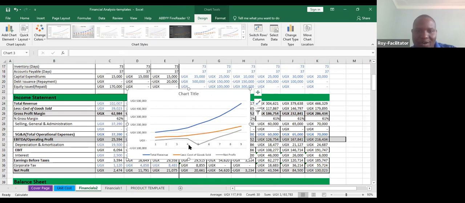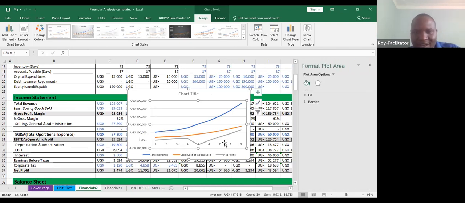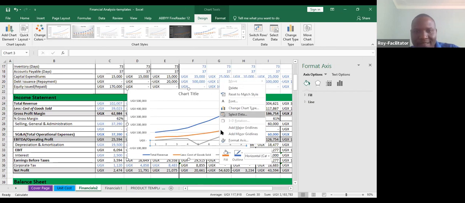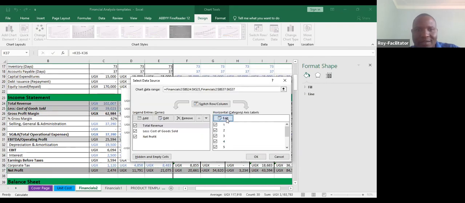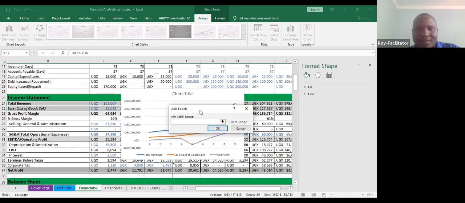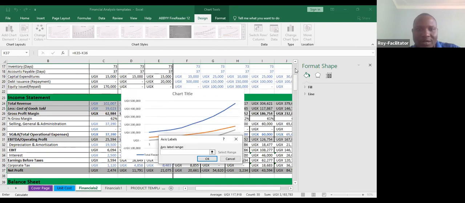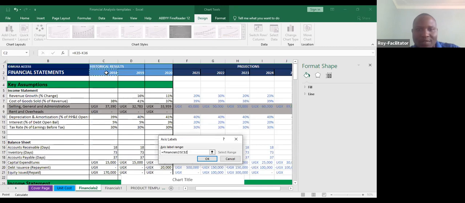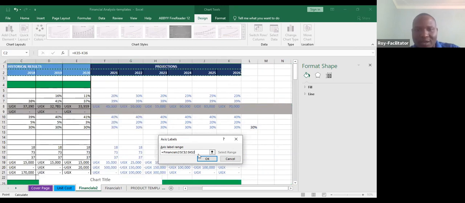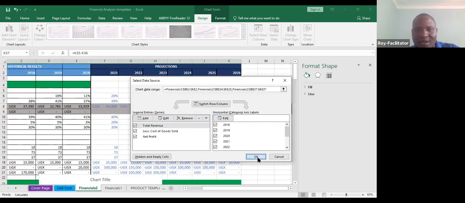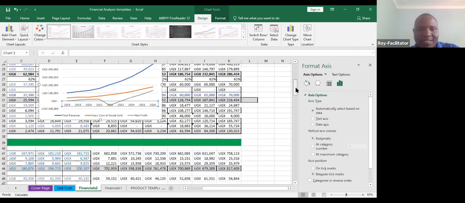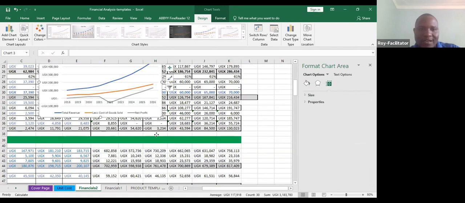As you can see, it's showing 1 to 9 instead of the years. I can click on the number, select data and edit, and capture the range. I'll just go to the range, pick this, and extend to the last one and say okay. So when I say okay, you'll see it has changed to the years.